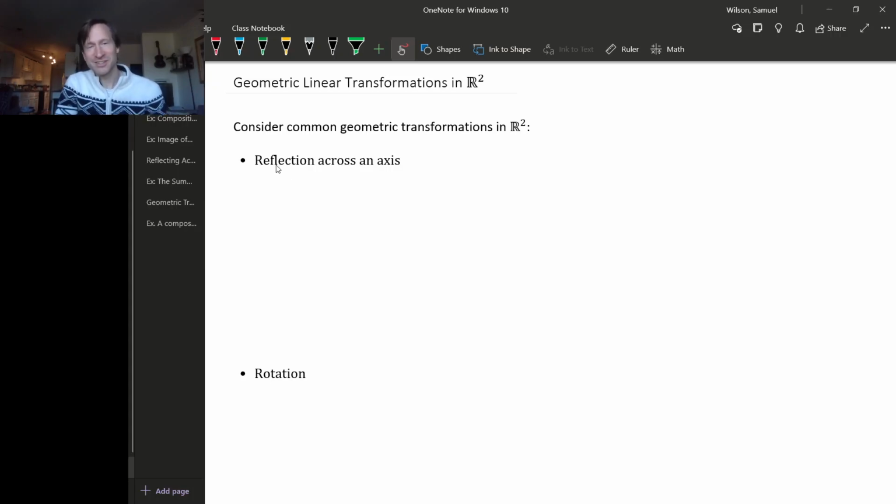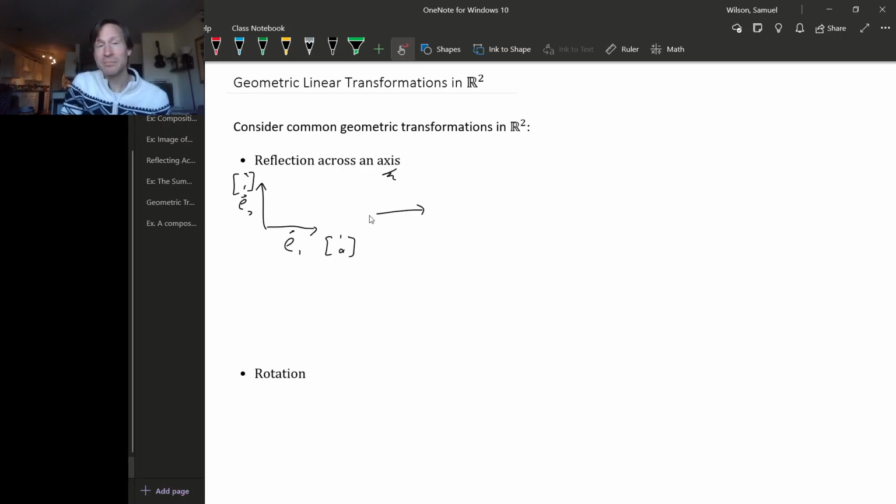So in particular, let's look at some examples. Maybe the main one is reflection across an axis. Of course, there are two axes in R2, so there are two different flavors for this kind of linear transformation, and we can figure out a matrix for each of them just by seeing what they do to the standard basis vectors in R2. The standard basis vectors in R2 are these two. There's the vector 1, 0 that points in the x direction, and then there's 0, 1 that points in the y direction. So this we would call E1, and this we would usually call E2.